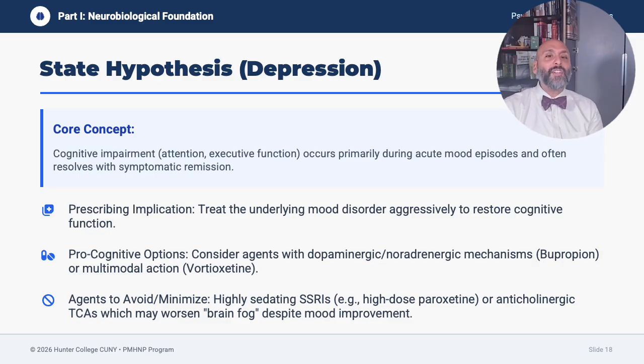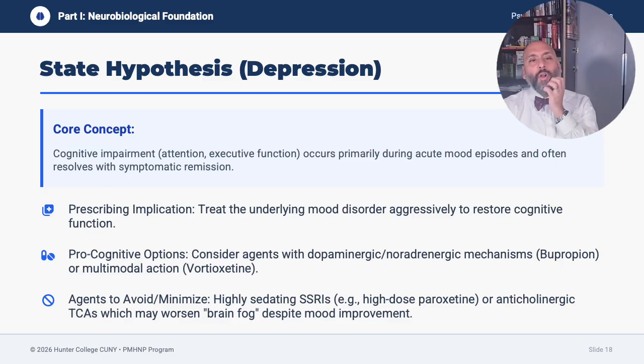because cognition is tied to mood state, and the primary strategy is to treat the depression effectively and decisively. Partial treatment often leaves patients saying, I'm less sad, but I still can't think clearly. And that usually means that the mood disorder is not fully treated, not that cognition is a separate disease process. So don't chase cognition first. Fix the depression well, and then the cognition will often follow.